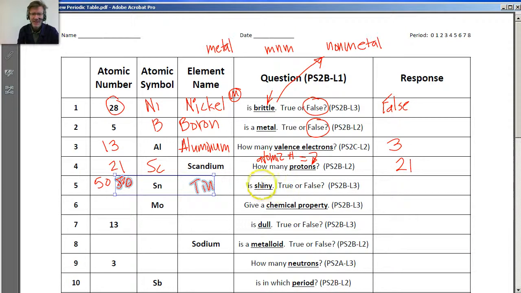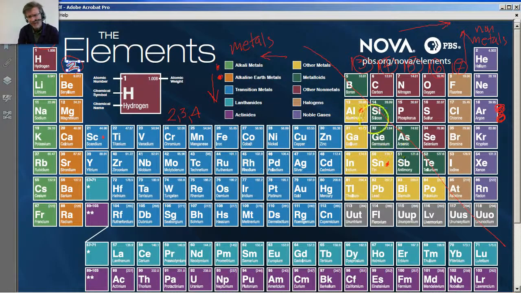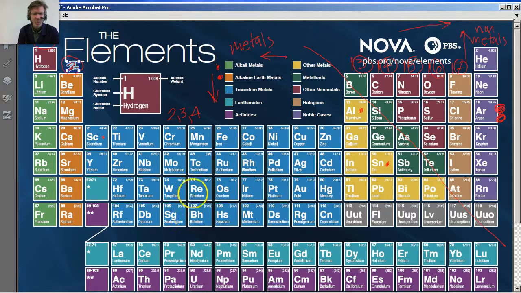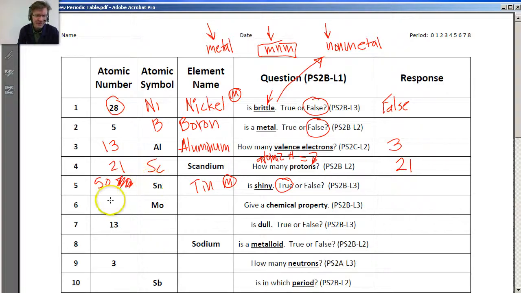Okay, is it shiny? Well, question to ask yourself, is tin a metal? Is it a non-metal? Or is it a metalloid? In other words, metalloids sit between metals and the non-metals. Tin is shiny because it's a metal. Tin is a metal. Check it out. It's here. It's below this line. So that means it's a metal. So, true. Let's circle true. All right. Molybdenum. Molybdenum is number 42. Over here, 42 on the periodic table. Molybdenum.